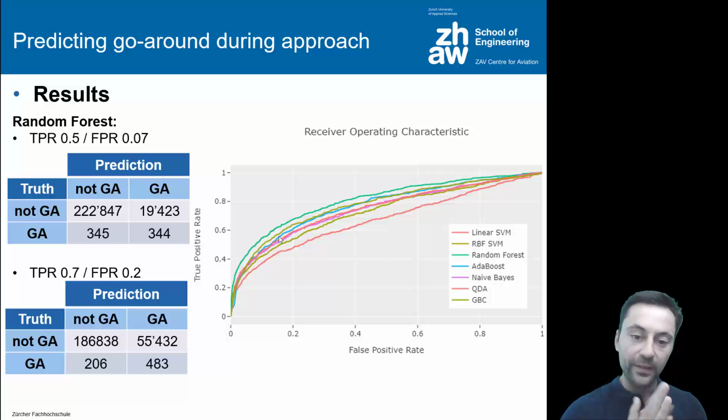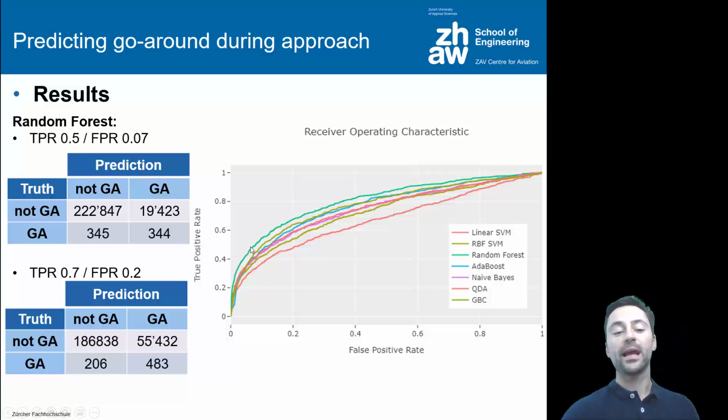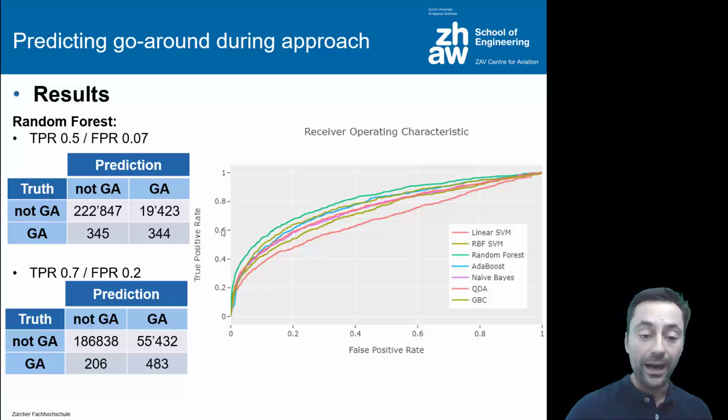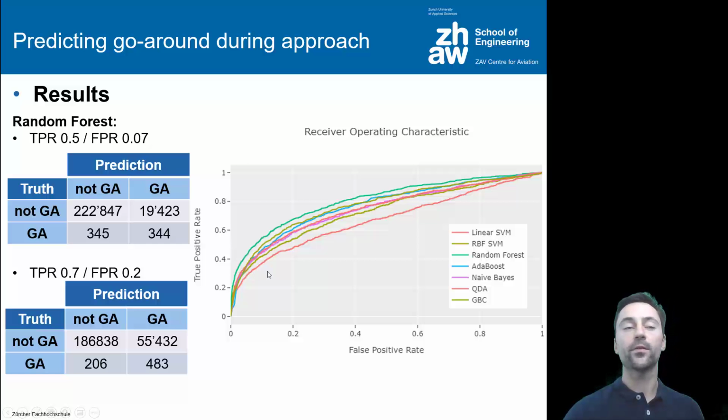So how to read this? Let's take this example, which is shown in this confusion matrix. This is for a true positive rate of 0.5. It means that this model has been able to identify half of the go-arounds, so 344 of the go-arounds, for a false positive rate of 0.07. So it means the false positive rate is below 7%.